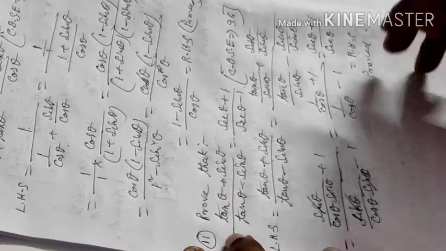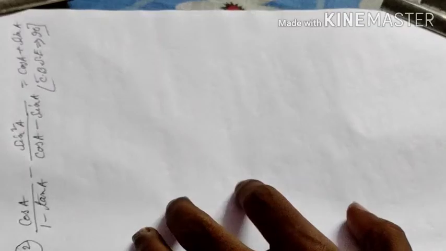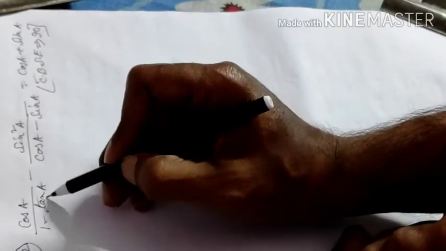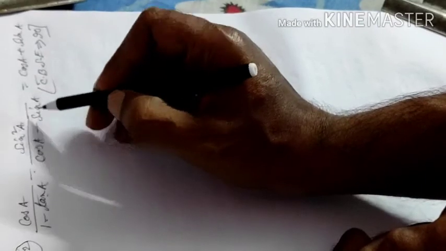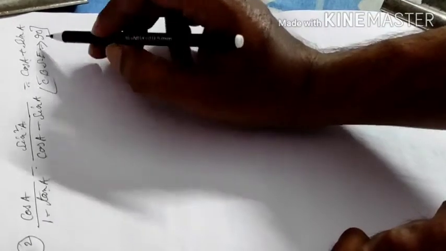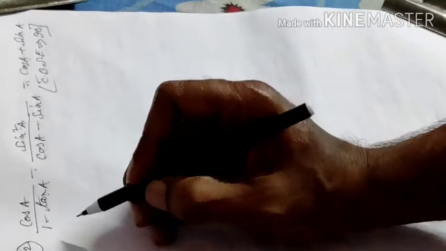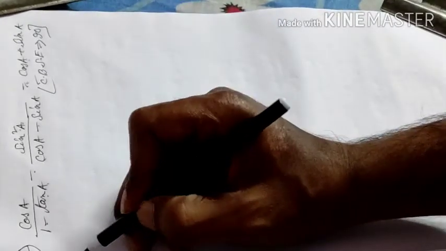So next sum. Question number 12. Cos A by 1 minus tan A minus sin square A by cos A minus sin A is equal to cos A plus sin A. You have to prove. This question has come in the year 1990 from CBSE. So let us solve it. So left hand side.